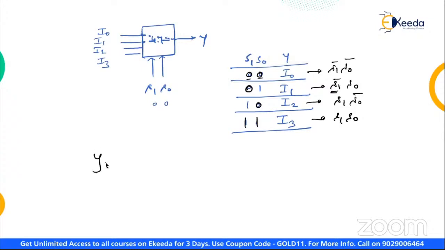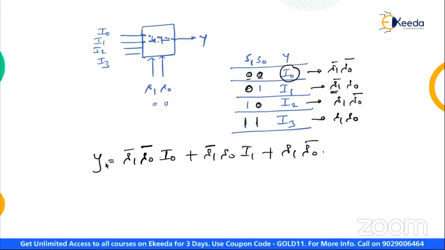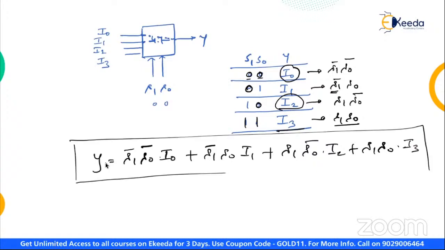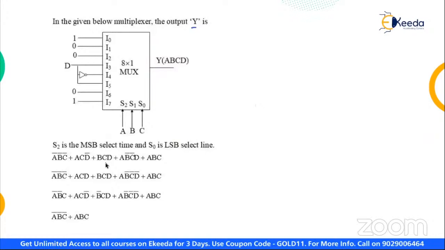Finally, I can write my equation as Y equals S1 bar, S0 bar multiplied by the input which is getting connected to output Y, that is I0. Next, S1 bar S0 times I1, plus S1 S0 bar times, of course, I2. And for the last, that is S1 S0, I'll take I3. That becomes my whole equation for the 4:1 multiplexer. So this is how we deal with a 4:1 multiplexer. On similar grounds, I'm going to deal with the 8:1 multiplexer. If you have understood this on a smaller scale, it is very easy to understand the next. So let me go back to the question given.